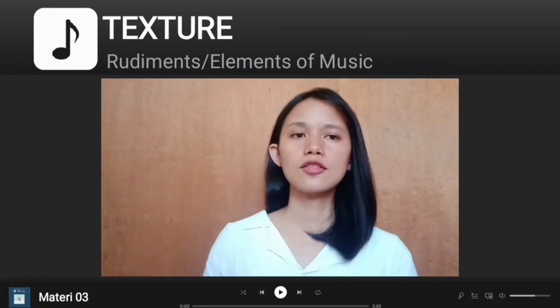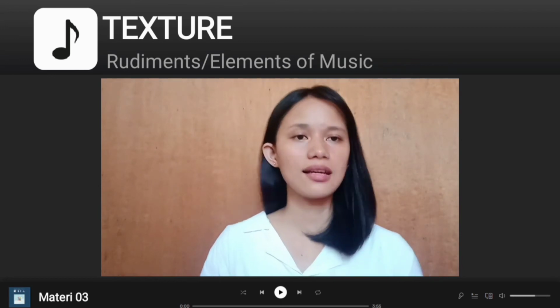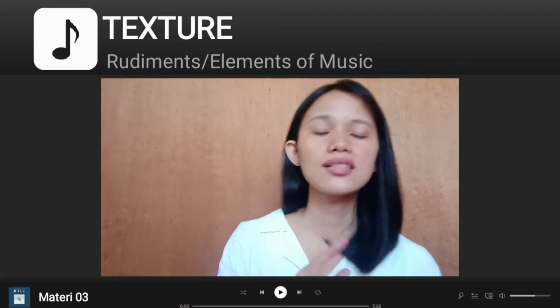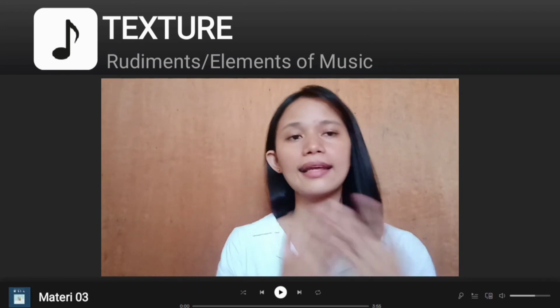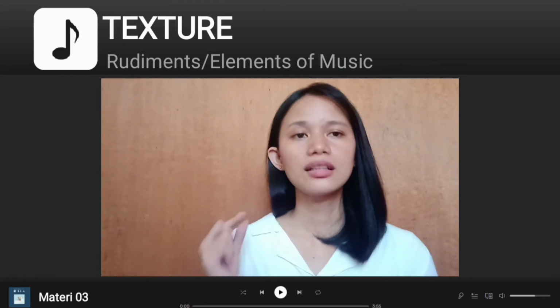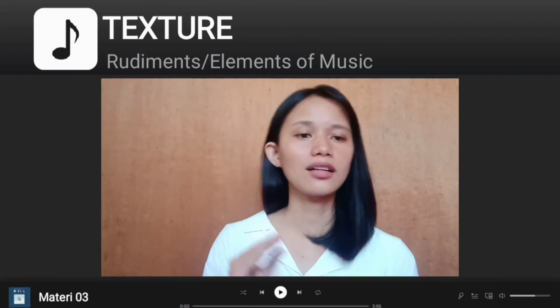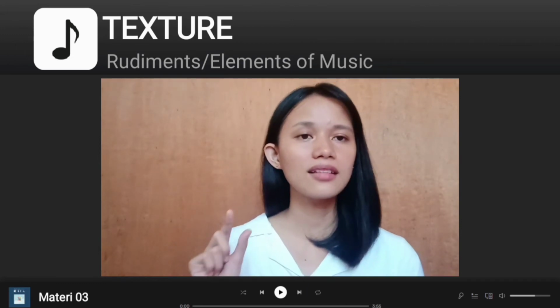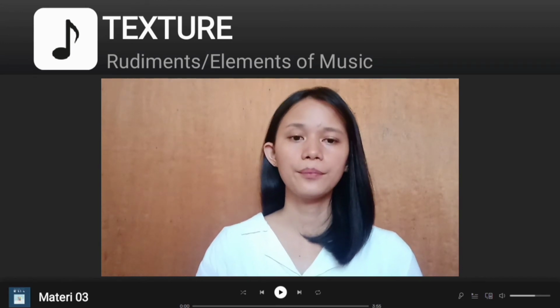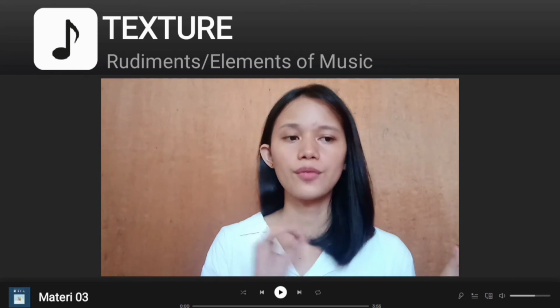Texture, it tells kung gaano karami ang tunog o ang melody na maririnig natin sa isang awitin or sa isang music. Na kadalasan ang texture, it is described as thinnest or thickest ng sound or ang kapal at nipis ng tunog o di kaya naman ay ang lightness or ang heaviness ng kanta. And also, we can describe texture as the layers of sound.